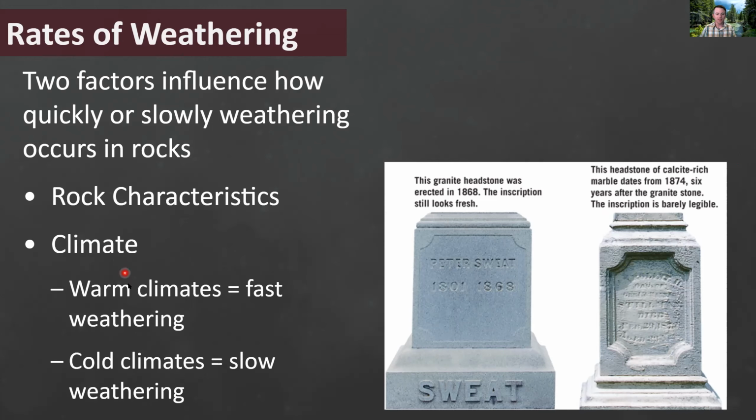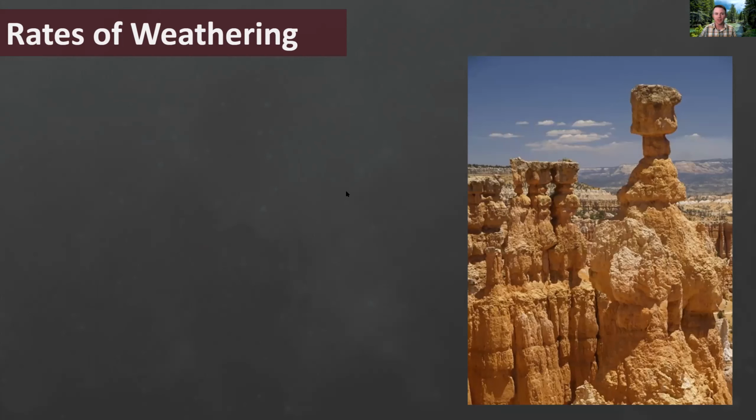And also climate. If you have a warmer climate, you're going to have faster weathering. And if you have cold climates, you're going to have slower weathering. So weathering doesn't happen as much in cold climates as it does in warmer and especially moister climates.